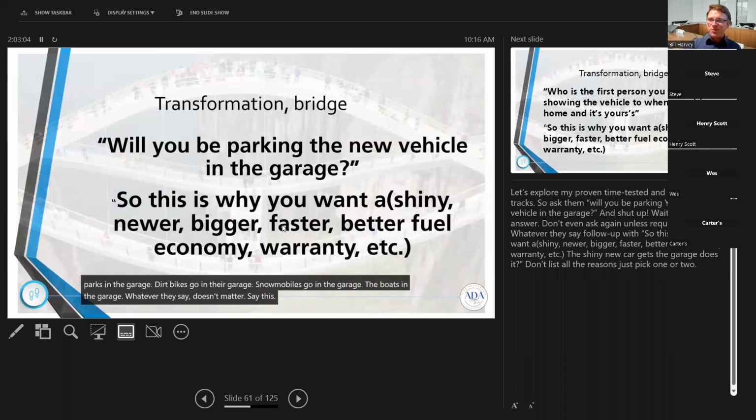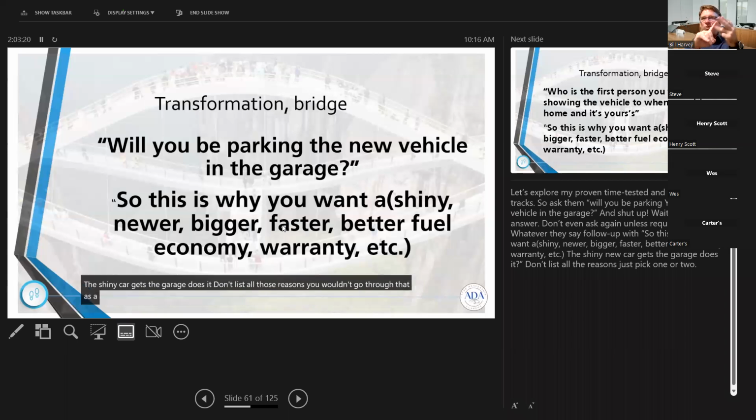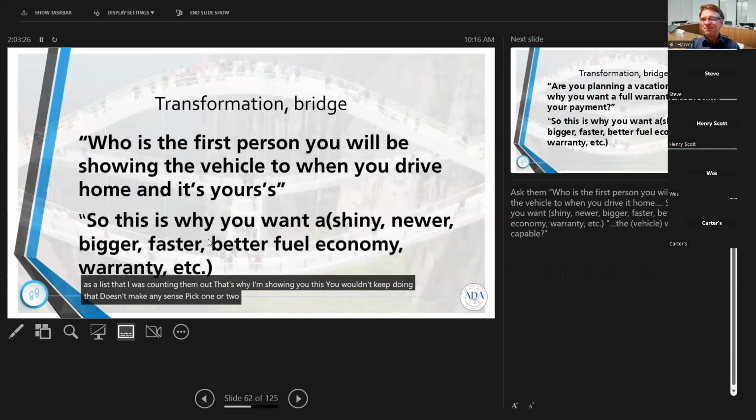So this is why you want a shiny, newer, bigger, faster, better fuel economy vehicle with a full factory warranty. The shiny car gets the garage, does it? Don't list all those reasons. You wouldn't go through that as a list, counting them out. You wouldn't keep doing that. Doesn't make any sense. Pick one or two that make sense.